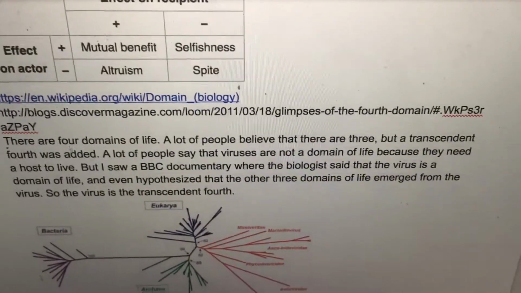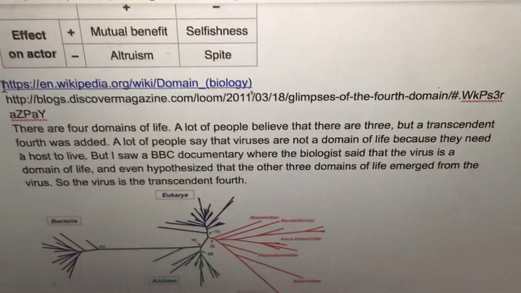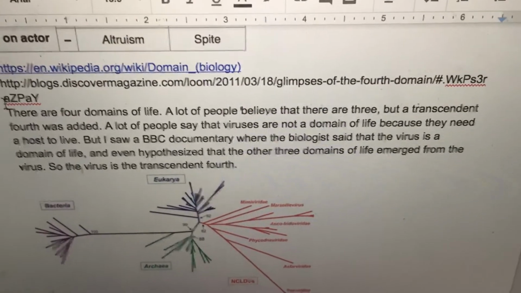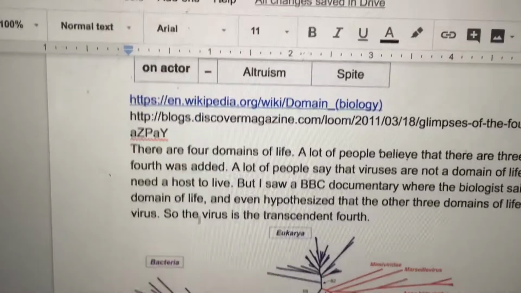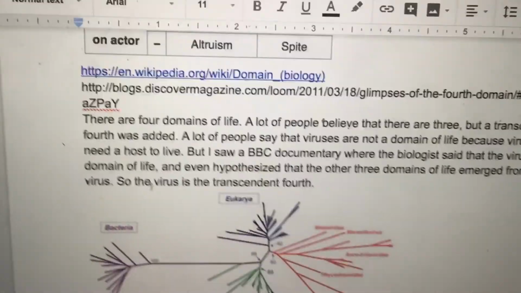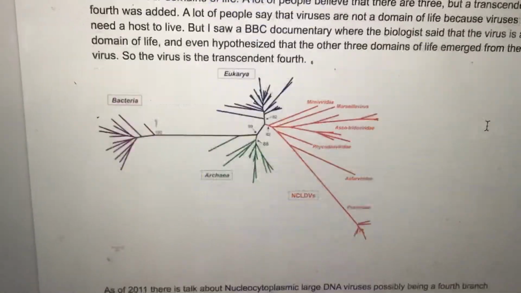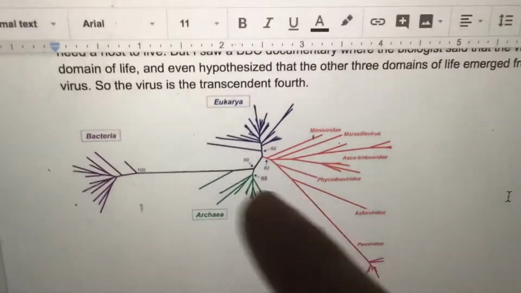There are 4 domains of life. A lot of people believe that there are 3, but a transcendent 4th was added. A lot of people say that viruses are not a domain of life because viruses need a host to live. But I saw a BBC documentary where the biologist said that the virus is a domain of life and even hypothesized that the other 3 domains of life emerged from the virus. So the virus is the transcendent 4th. Here's the 4 domains of life.